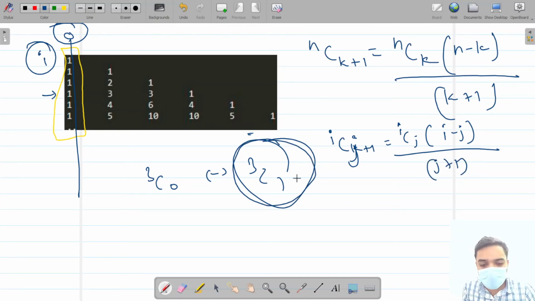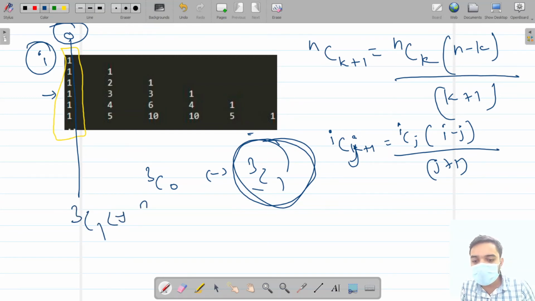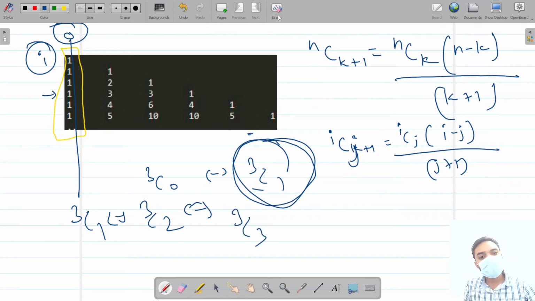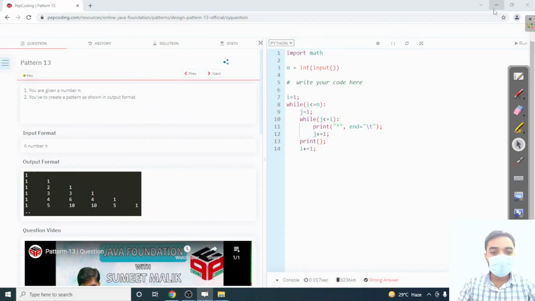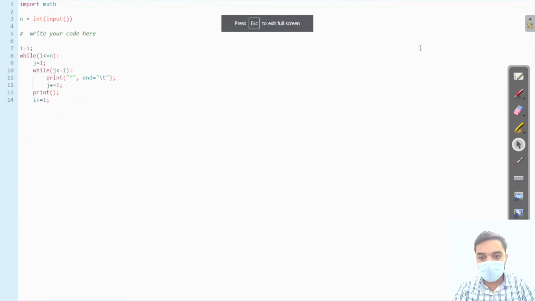Then I just have to store my 3C1 somewhere, and by the use of 3C1 I can find 3C2. Same, I will store my 3C2 somewhere. By the use of 3C2 I will find 3C3. This is how we have to do this question. Okay, so now let's not waste our time and run and try to find what's going on.